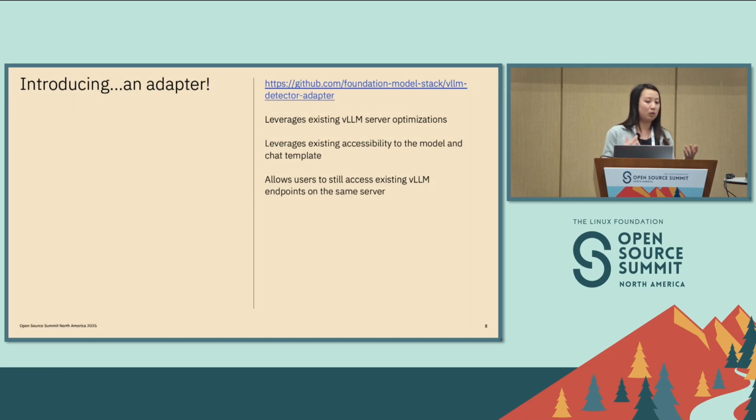This will allow users to access existing vLLM endpoints, whether that's completions, chat completions, any of the existing ones, and also our additional API. Access to the model and chat template might be important for various reasons. Someone might want to use the chat template to do some sort of further processing.